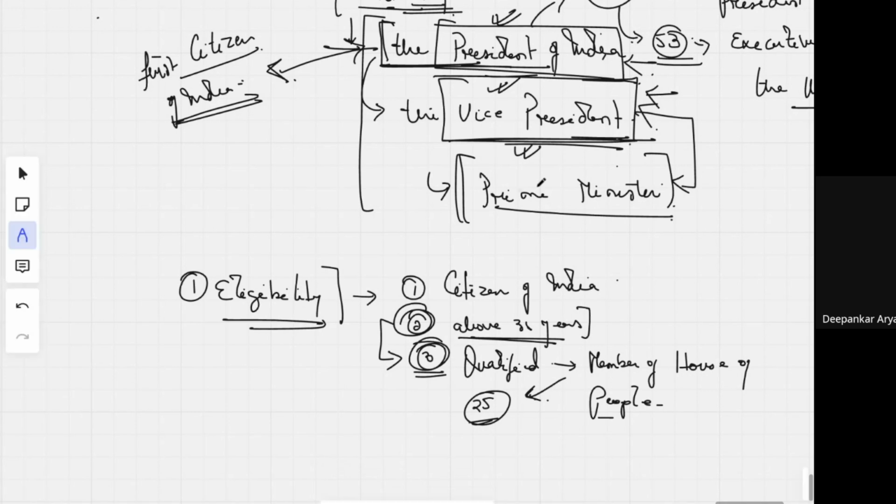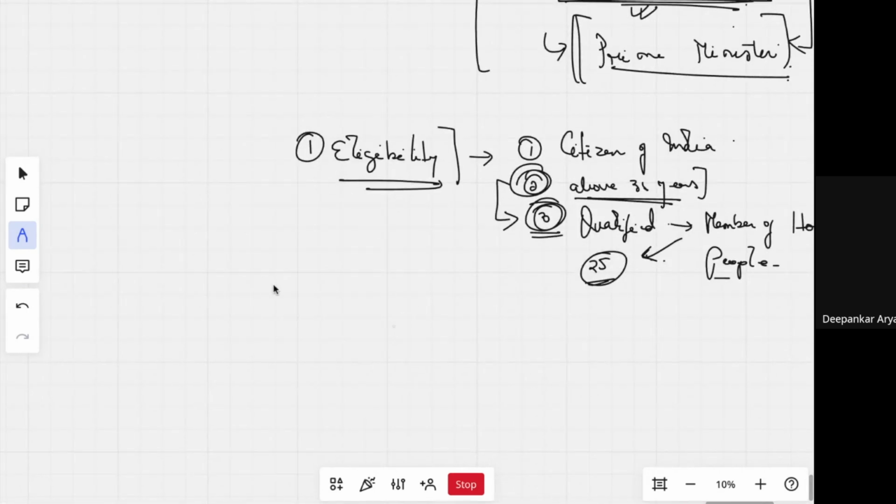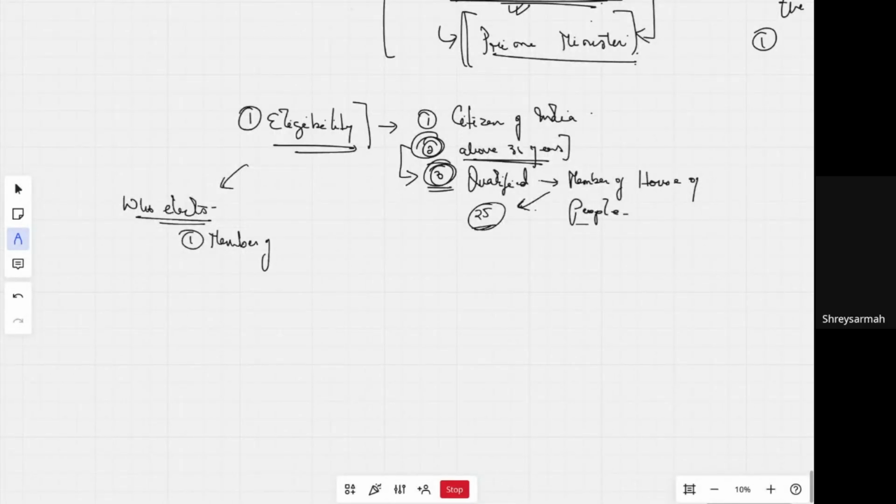So who are the people who elect the President of India? Members of Parliament, MLAs, judges of the Supreme Court. So he is elected by the Electoral College, which consists of the elected members of both the houses of Parliament. Only both the houses of Parliament? No, sir, members of legislative assemblies also. Please raise your hand. Yes, Dipansi. Sir, members of legislative assemblies also.